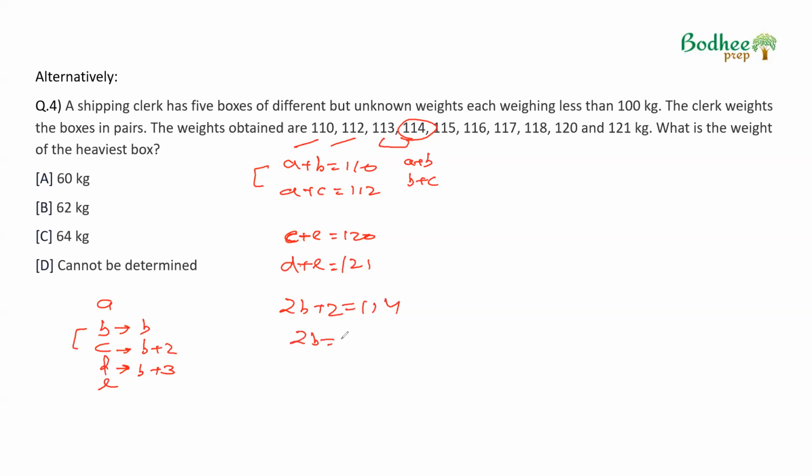From here, we get 2B as 112 and B as 56. So if this is 56, this will be 58. This would be 59. And since the last two, D plus C is 121, this has to be 62, which also gives us option C as the answer.